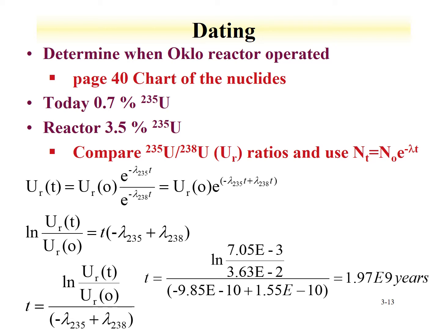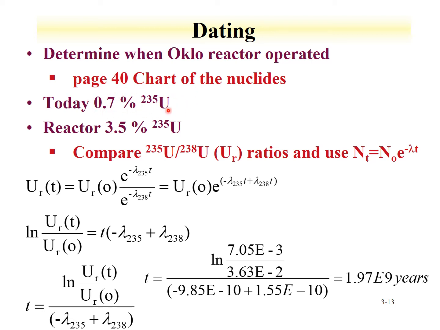And you can read about the details of this. So let's figure out a route of rearranging these equations to determine how old the Oklo reactor is, what was the time that the Oklo reactor was operating. Let's use the amount of uranium-235 as an indicator.